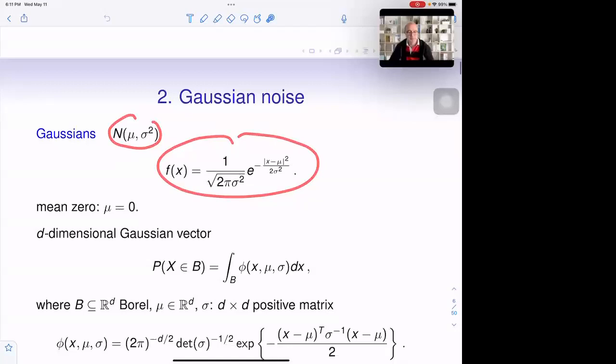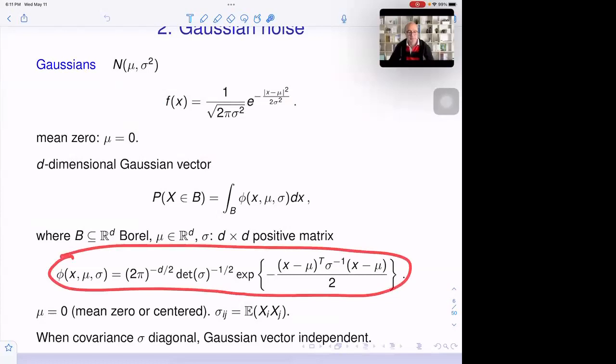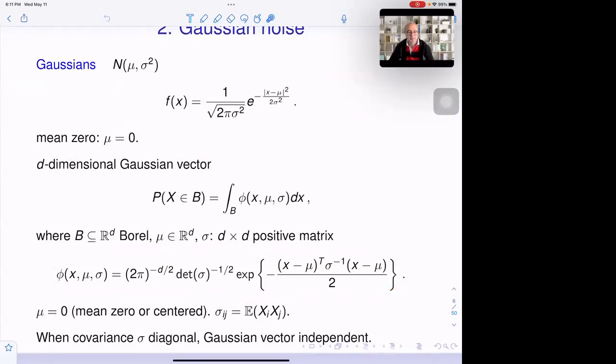And when you have more than one dimension, the Gaussian random variable is given by this. The density is the exponential of the negative of some quadratic form of x. Mu and sigma are parameters. Mu is the mean of this process, and sigma is the covariance. So to give a Gaussian vector, you only need to give the mean and the covariance. That should be enough.